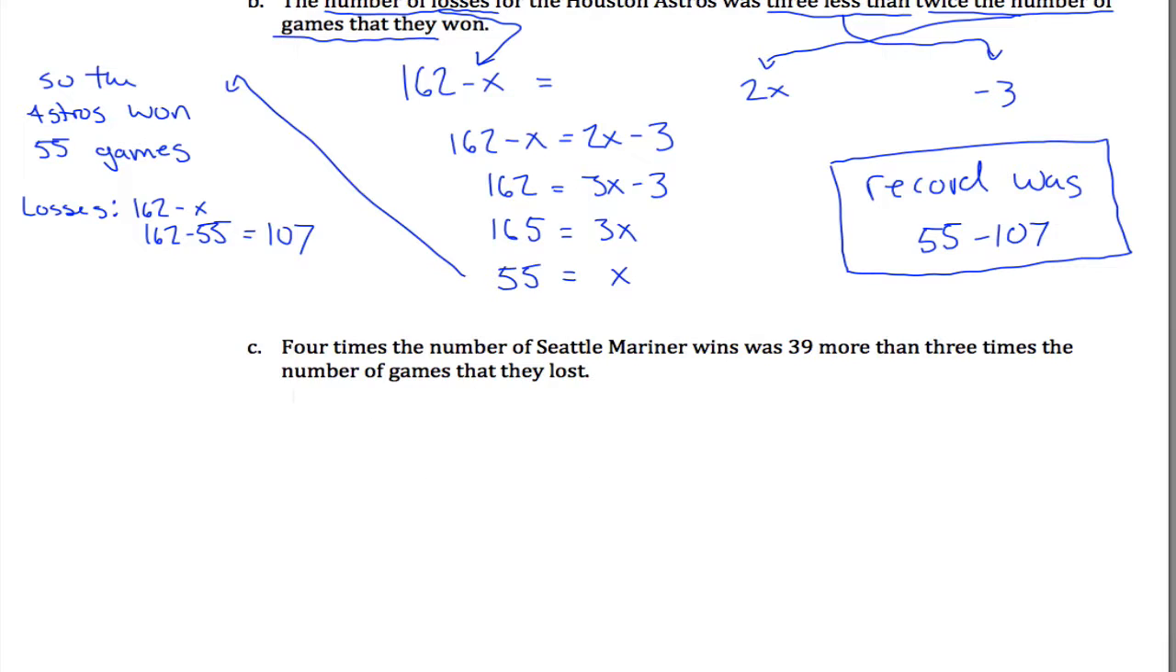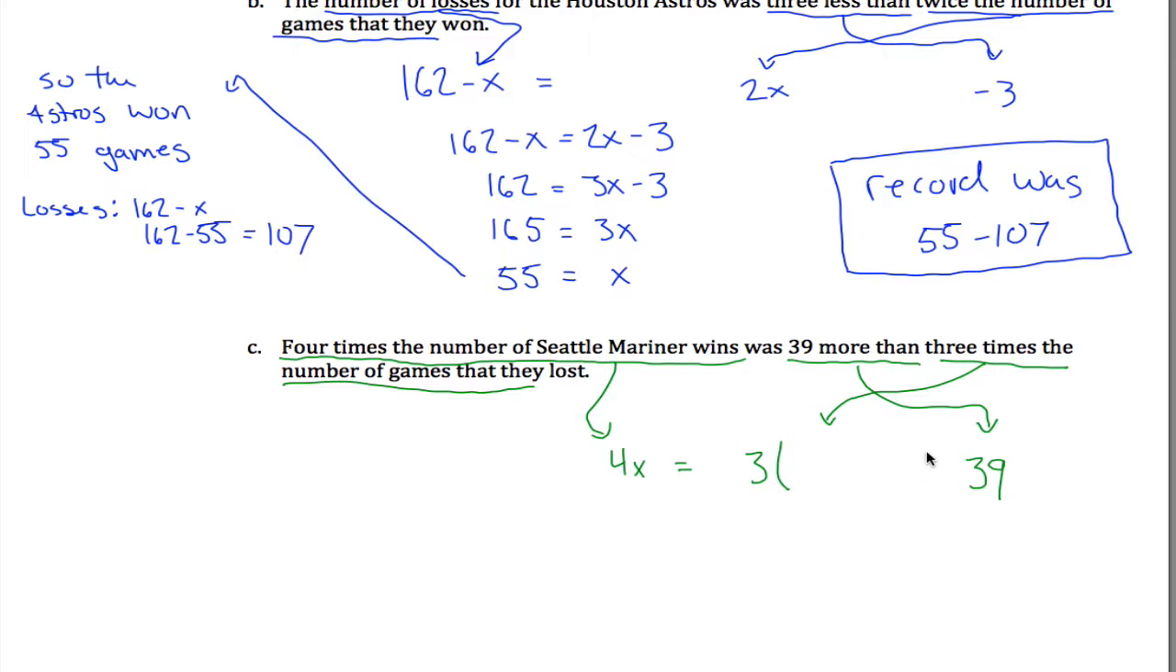Okay, last one. The Mariners. So again, X is wins, 162 minus X is losses. And it starts us out with 4 times the number of Seattle Mariner wins. So what that's saying is 4X was 39 more than 3 times the number of games they lost. So we'll be careful with that. We want 3 times something, and that something is how many games they lost, which is 162 minus X.